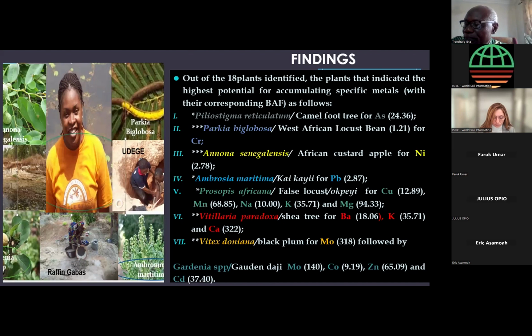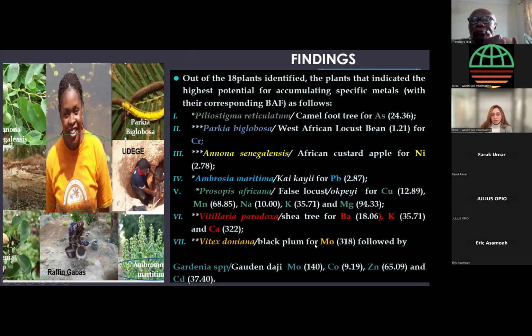Then we have the false locust, which accumulates copper, manganese, sodium, potassium, and magnesium with the various bioaccumulation factors. Then we reported also that the shea nut tree was able to accumulate barium, potassium, and calcium. We see the different bioaccumulation factors.